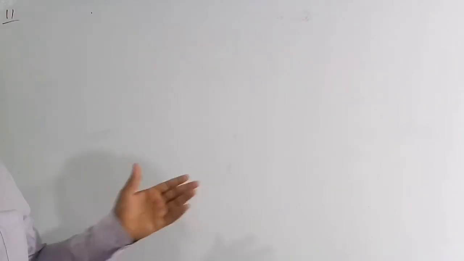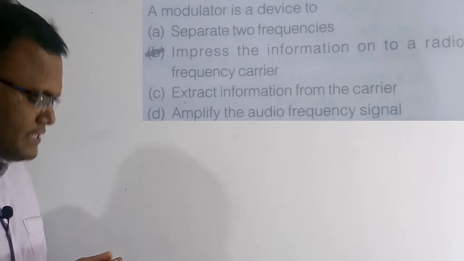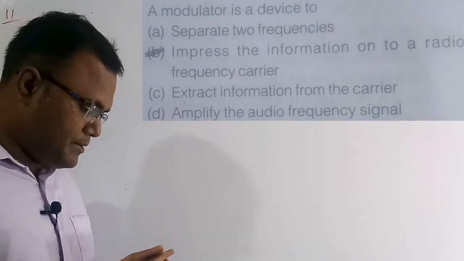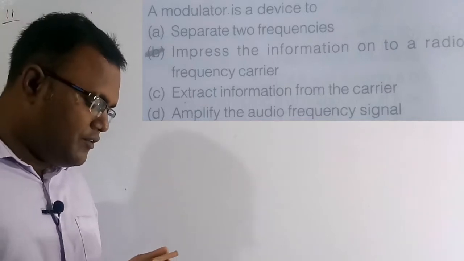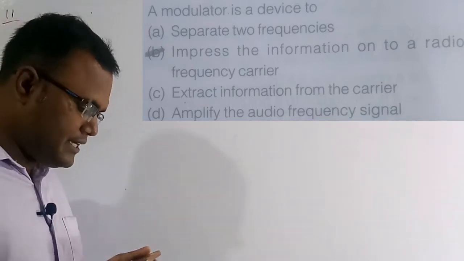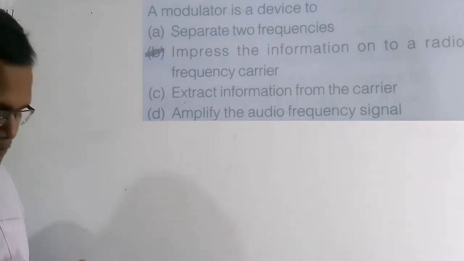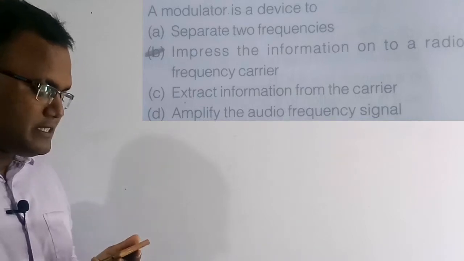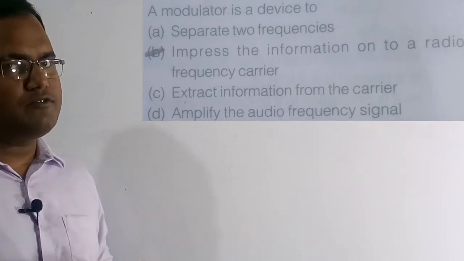So let's get started. Now we are going to solve the 11th question. See the question here. A modulator is a device to: option A, separate two frequencies. Option B, impress the information onto a radio frequency carrier. Option C, extract information from the carrier. Option D, amplify the audio frequency signal. So what are the four options? Option B, impress the information onto a radio frequency carrier, is the correct solution of this question.